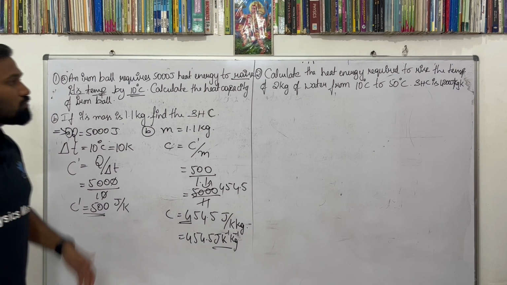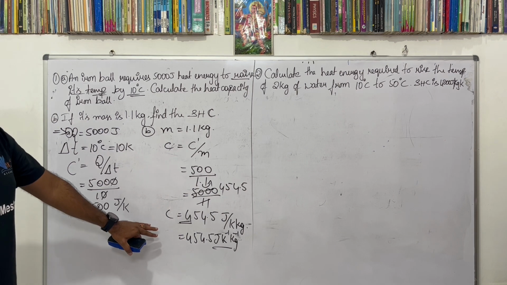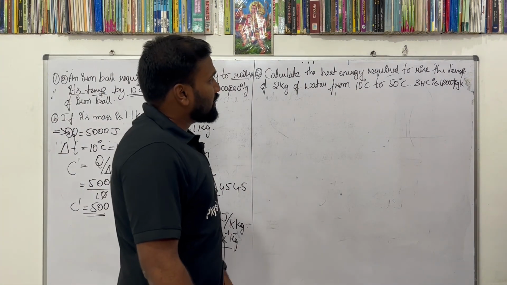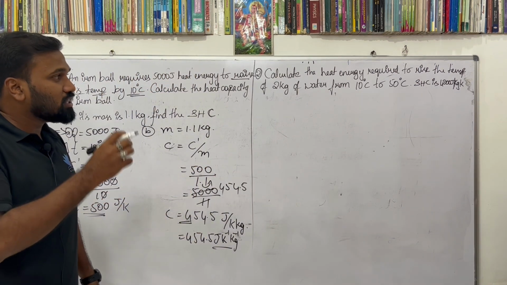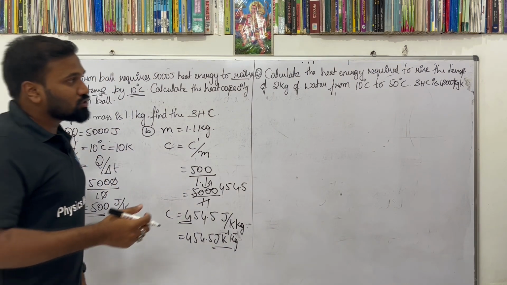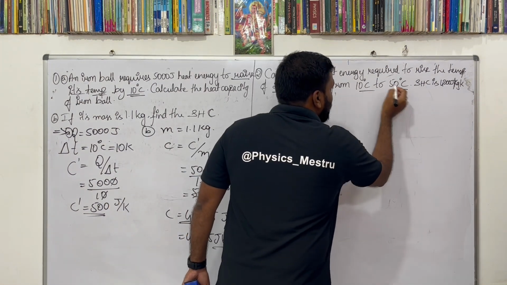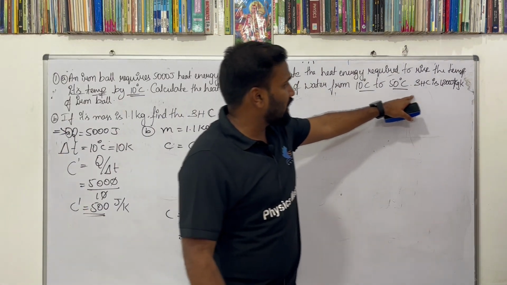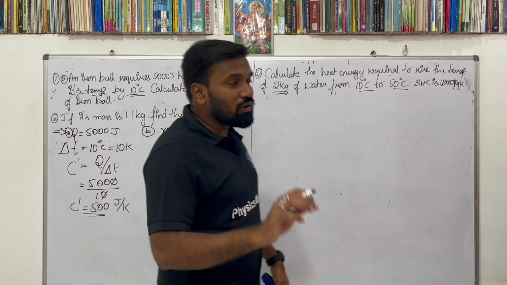Now let us move to the second question. What is there in the second question? I hope you understood the first question, right? Yes. Now if you observe the second question, calculate the heat energy required to raise the temperature of 2 kg of water. Here they have given mass as 2 kg and we need to raise the temperature from 10 degrees Celsius to 50 degrees Celsius, and they have given specific heat capacity as 4200 joules per kg Kelvin. They have given it in terms of what?